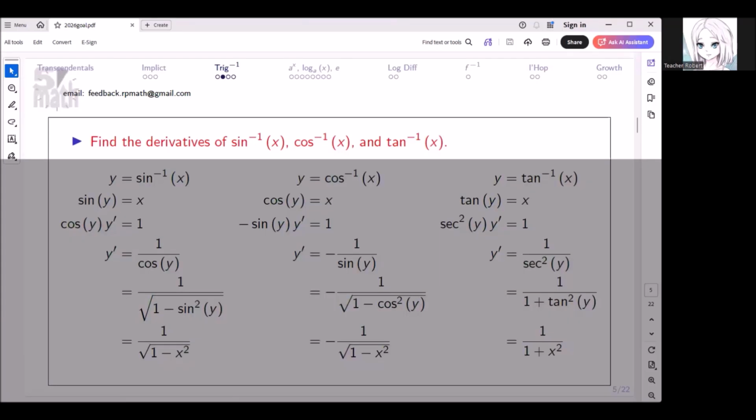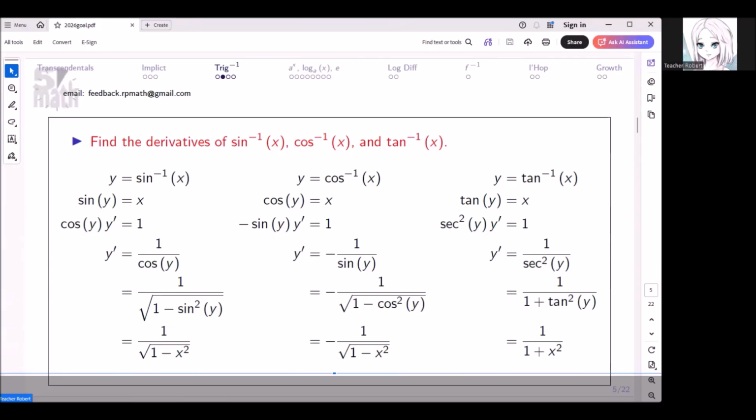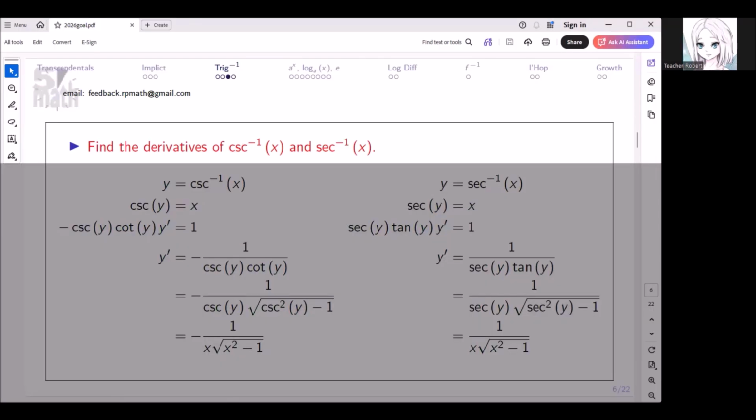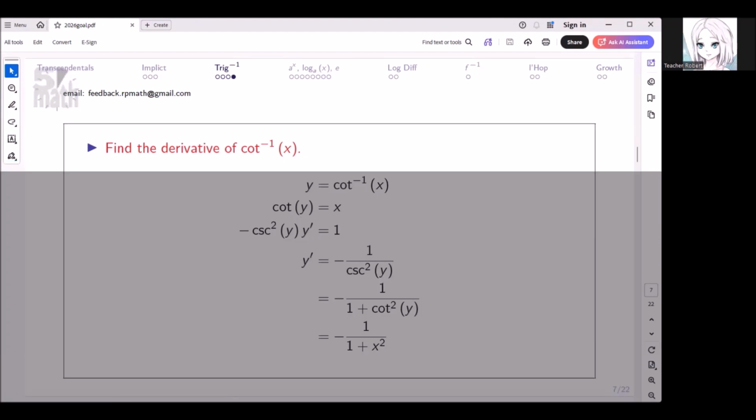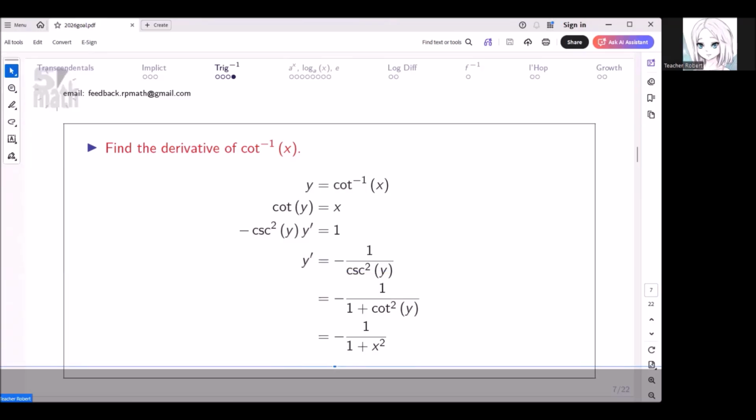Find the derivatives of inverse sine, inverse cosine, and inverse tangent. Here they are. Find the derivatives of inverse cosecant and inverse secant. Here they are. Find the derivative of inverse cotangent. And we have the following.